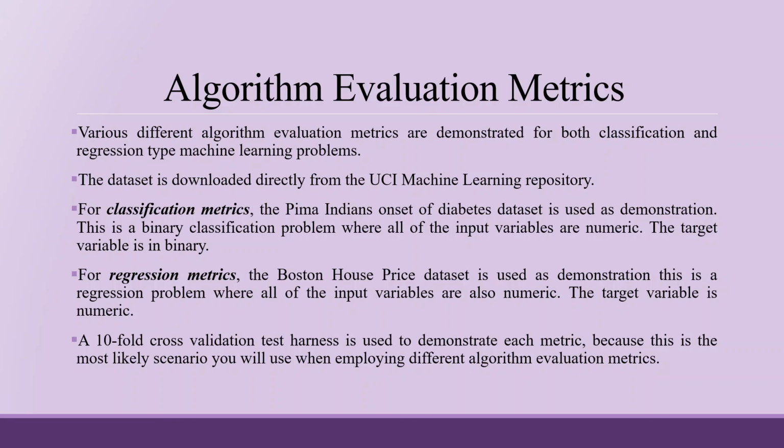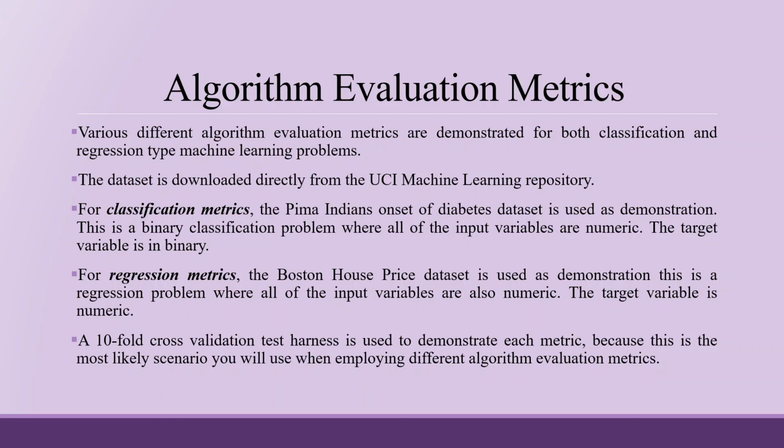The datasets which we have considered here are downloaded from the UCI machine learning repository. For classification metrics, which we have seen in my earlier video, we used the Pima Indian diabetes dataset. In that case, it is a classification problem where all the input variables are numeric and the target variable is binary. In this video, we are going to discuss the Boston house price dataset, which is a regression problem in which all the input variables are numeric and the target variable is also numeric.